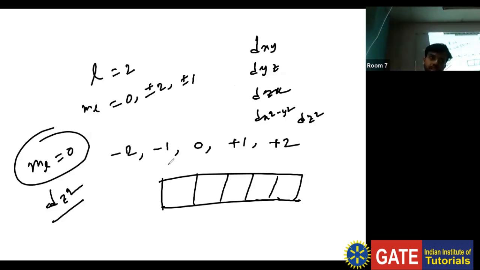I think you understood this? Clear? Understood? Do you have a doubt? Write it down. Nodes.